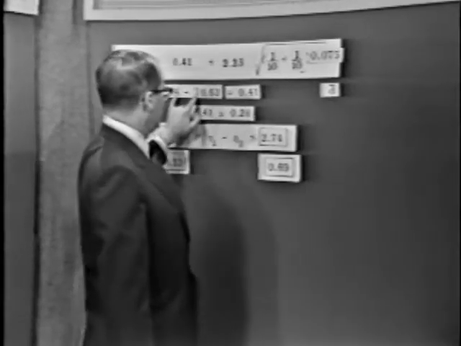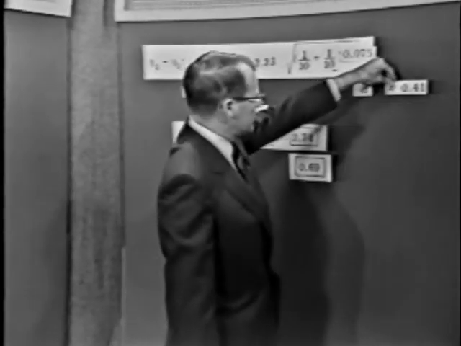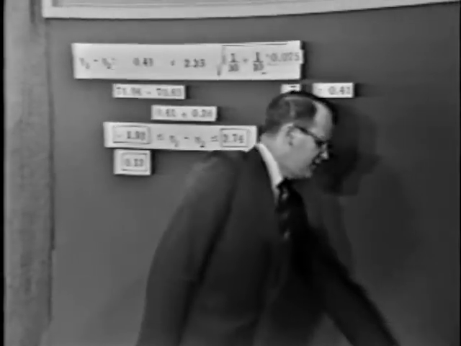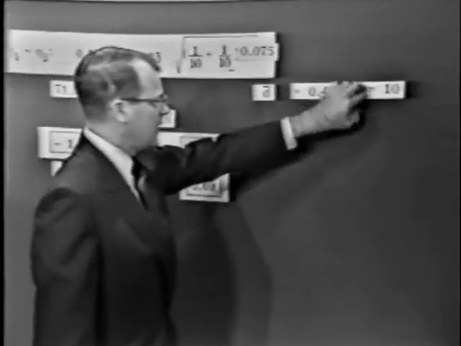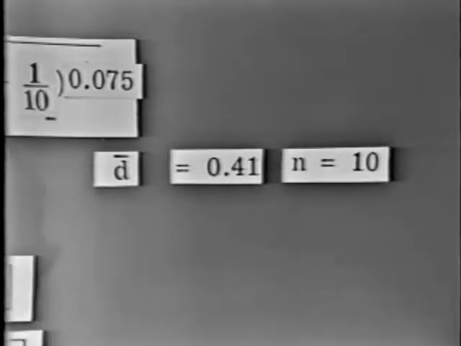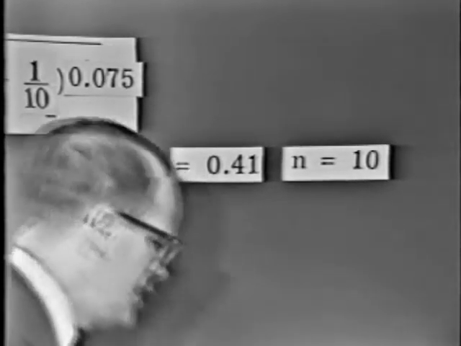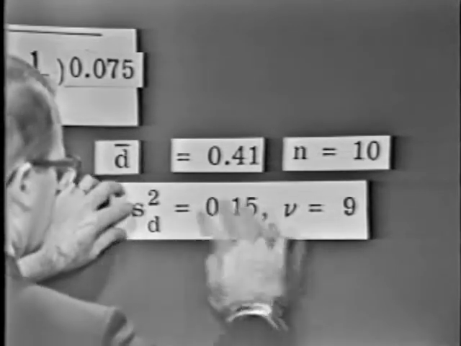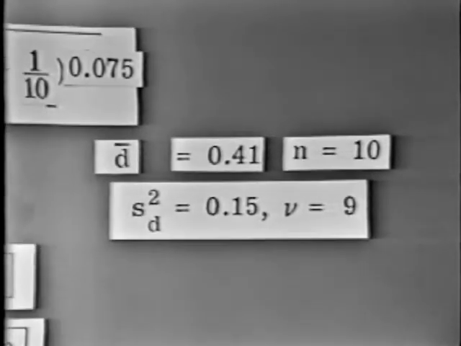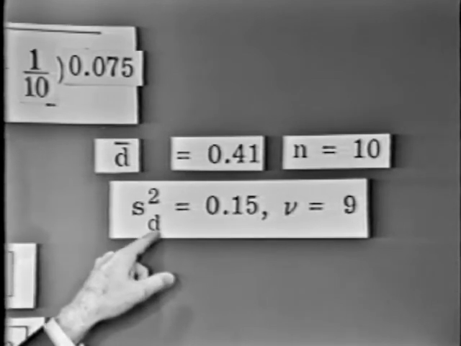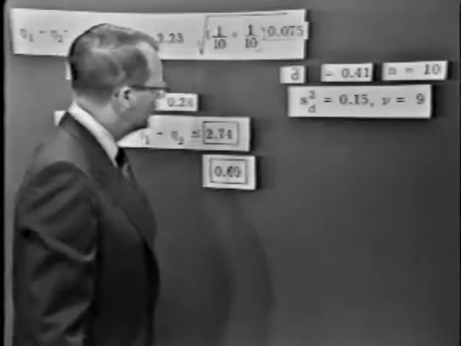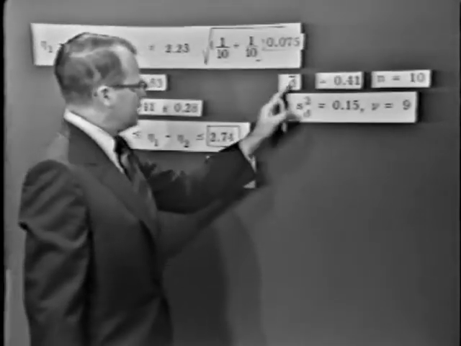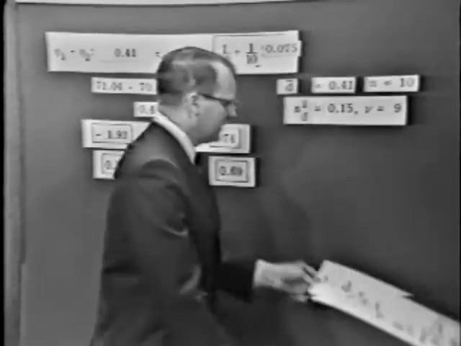And it turns out the average of those differences was just what it was the last time, 0.41. And it turns out to have n equals 10 of these differences, these new observations. Okay, now I've estimated the variance. S squared d turns out to be 0.15 with 9 degrees of freedom. I put that d down there to remind me I'm working with these contrived observations. All right, what does this statistic estimate? It estimates delta.